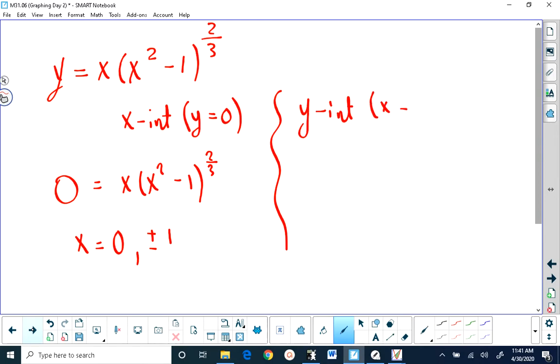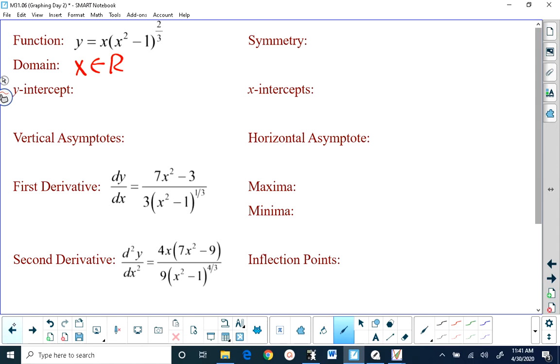To find a y-intercept, you let x equal 0. So the y-intercept will be equal to 0 multiplied by (0 squared minus 1) to the 2/3, which is 0, which shouldn't come as a surprise to you because whenever you have an x-intercept of 0, that's going to land on the origin, which is where the y-intercept is. We can add that information to our list. The x-intercepts of -1, 0, and +1 are now added, and the y-intercept of 0 is added.